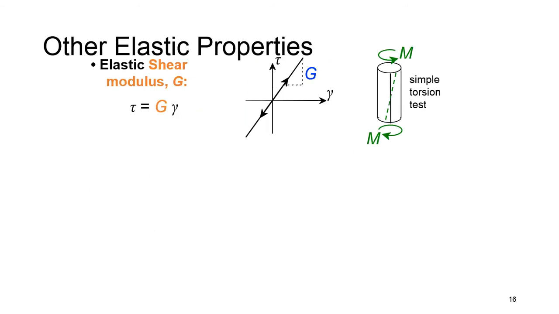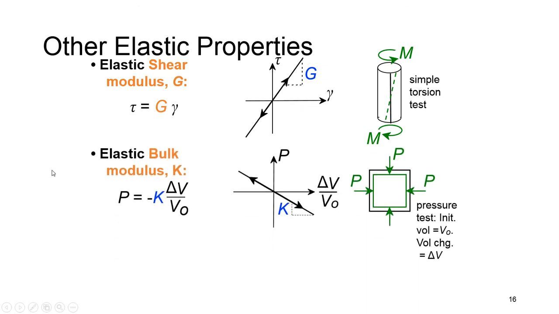Here are some other useful relations that are valid in elastic region. The first one is shear modulus, similar to Young's modulus or elastic modulus. It relates shear stress to shear strain, and it's denoted here by G, so it's the slope of shear stress versus shear strain. The other parameter is bulk modulus, which is defined by this relation and is denoted by K here.